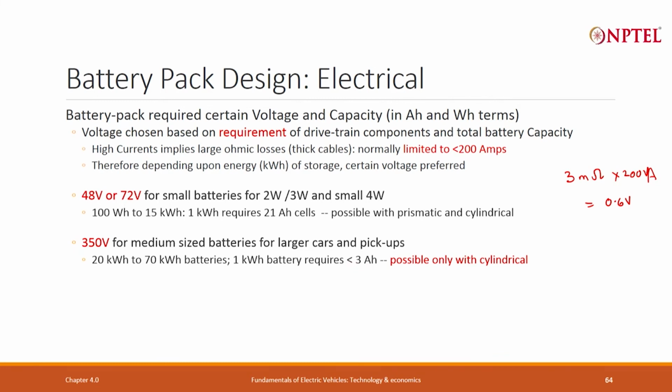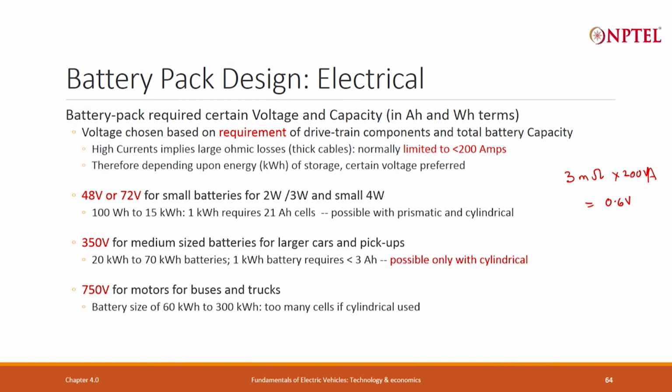Well, yeah. So, if you do a 1 kilowatt hour battery pack at 350 volt, you require less than 3 ampere hour. Now, that is not possible except for cylindrical cells. So, you can only make large packs, you cannot make small packs with 350 volt. Half a kilowatt hour is theoretically also not possible. You will require a 1.5 Ah.